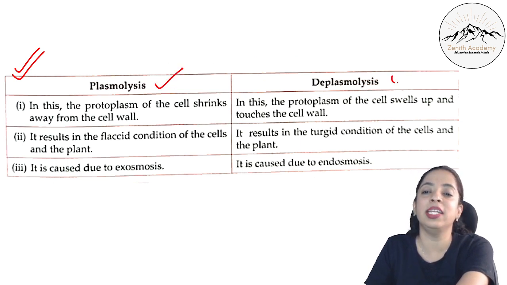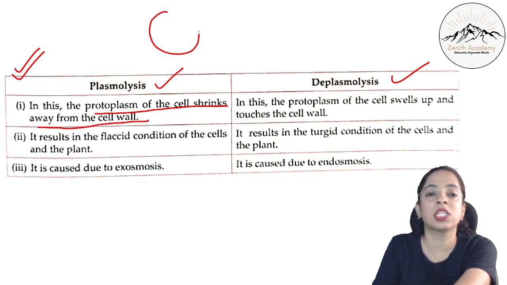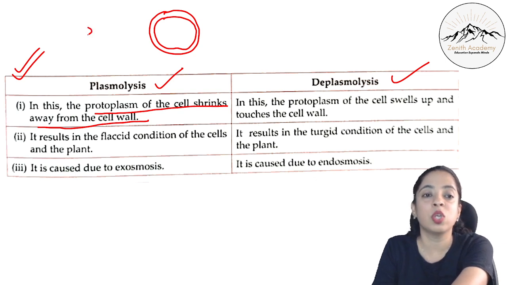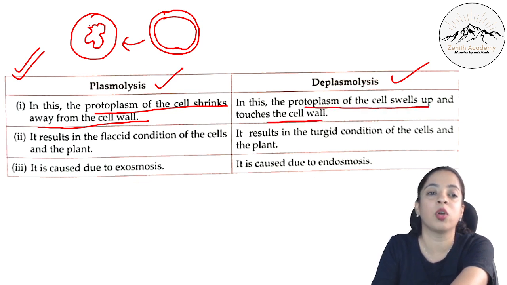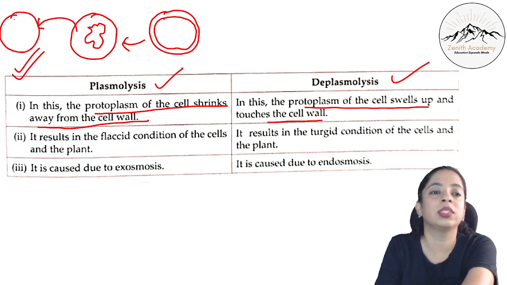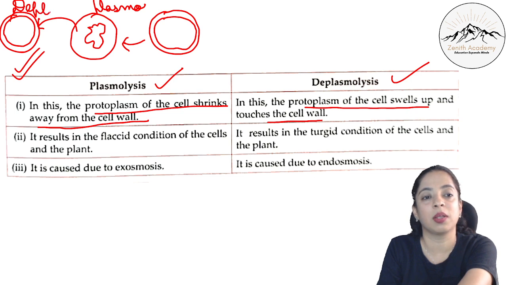Now plasmolysis and deplasmolysis. In plasmolysis, the protoplasm of the cell shrinks away from the cell wall. So if this is a cell wall, this is a cell membrane, and the cell membrane along with the cytoplasm and all is known as protoplasm. If this protoplasm shrinks away from the cell wall like this, then this is known as plasmolysis. In deplasmolysis, the protoplasm of the cell swells up and touches the cell wall. So if it is again swelling up and it is now just touching the cell wall like this, okay, this is plasmolysis and this is deplasmolysis.